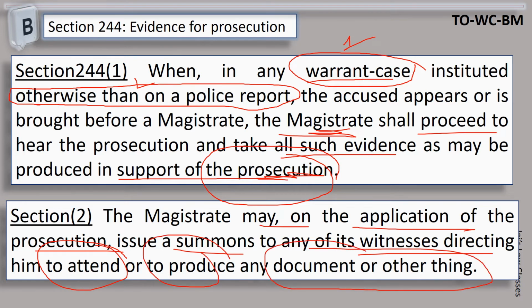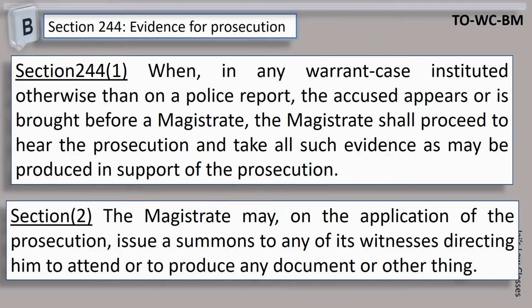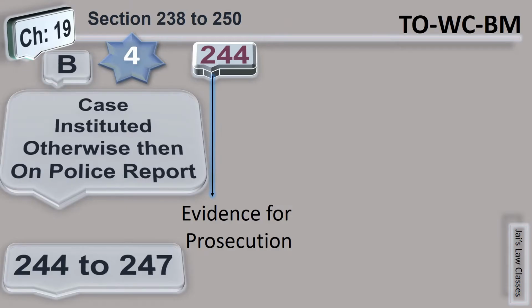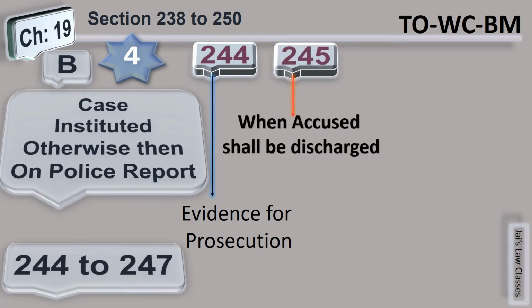So the prosecution might have requested the magistrate that in support of his complaint, he wants certain persons to attend the court as witnesses or to bring some document or other thing which will support his complaint. So definitely the magistrate will, if it seems necessary, direct them to attend the court or direct them to bring any document or thing which is under their custody or control. After checking the evidence for prosecution under section 244, now we come to section 245, when accused shall be discharged. Let's cover it in detail now.